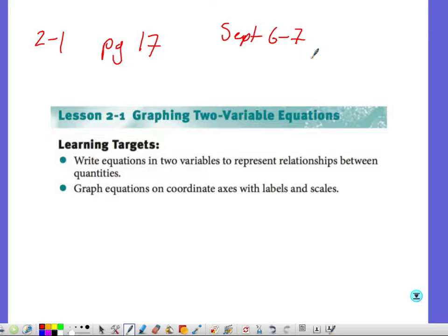Okay, so the learning targets here are: we write equations in two variables to represent relationships between quantities, and graph equations on coordinate axes with labels and scales.